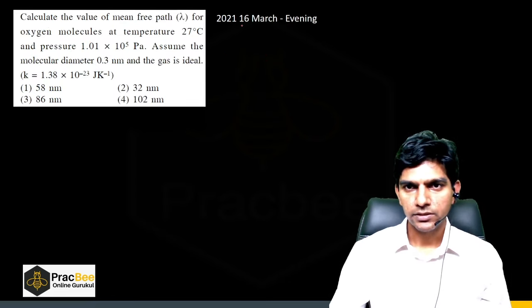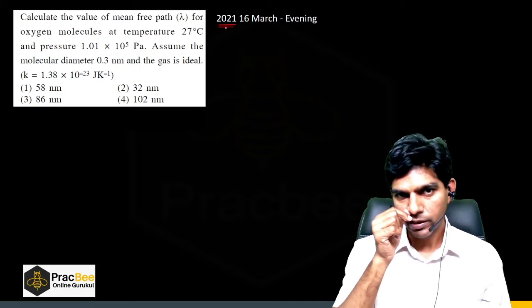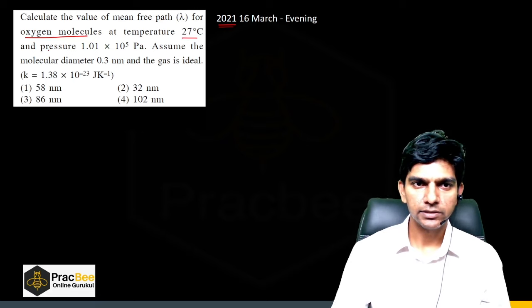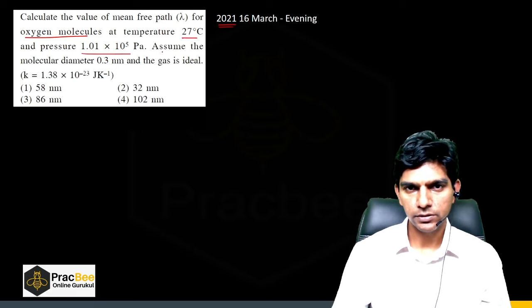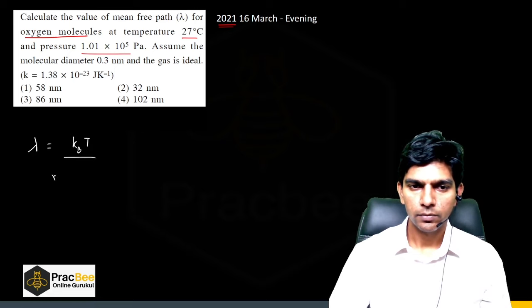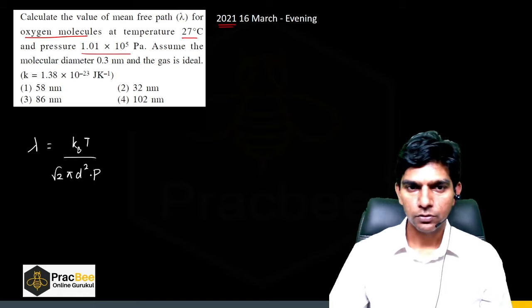Right. So this question was asked in 2021. Calculate the value of mean free path for oxygen molecule at temperature 27 degrees Celsius and pressure 10 raised to 5 Pascal. Assume that molecule diameter is 0.3 nanometer and the gas is ideal. Again, direct application of the formula. We can use kBT upon root 2 pi d square p. We can use this formula. So k is 1.38 into 10 raised to minus 23.